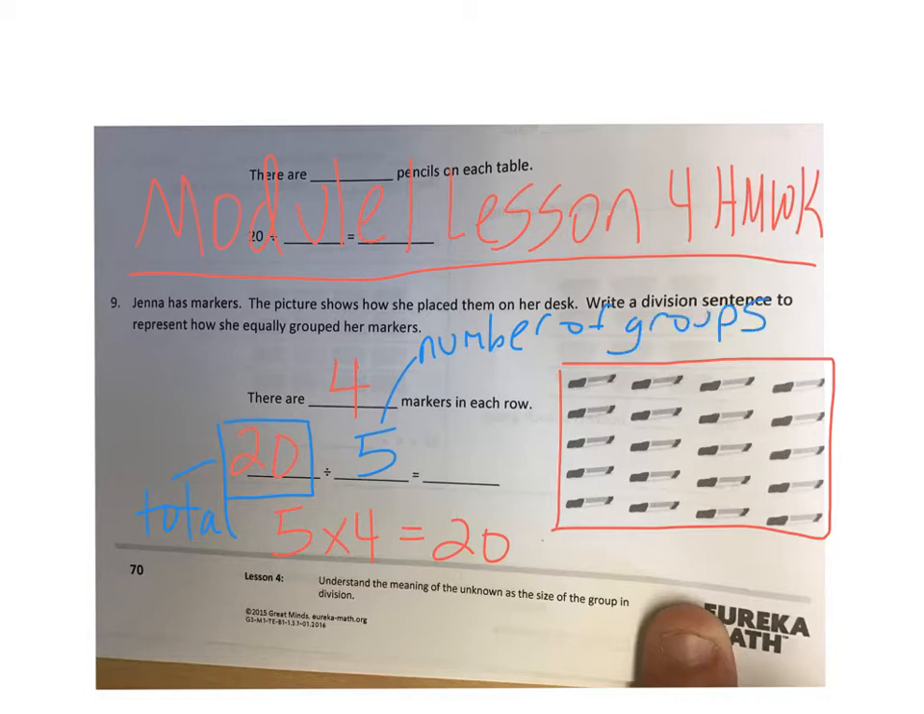And then your answer to the division problem is how many markers there are in each row, or how many in each group. So that's what we learned today in terms of how to set up a division problem and how division is related to multiplication.